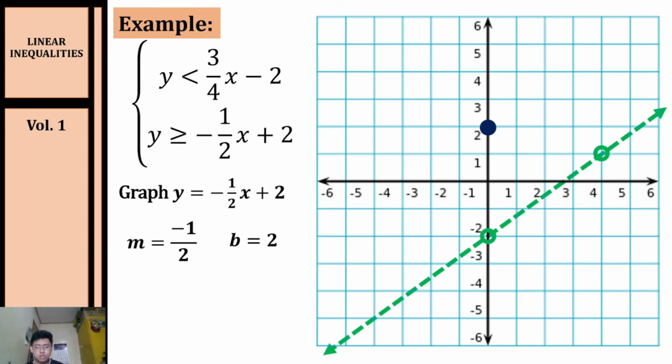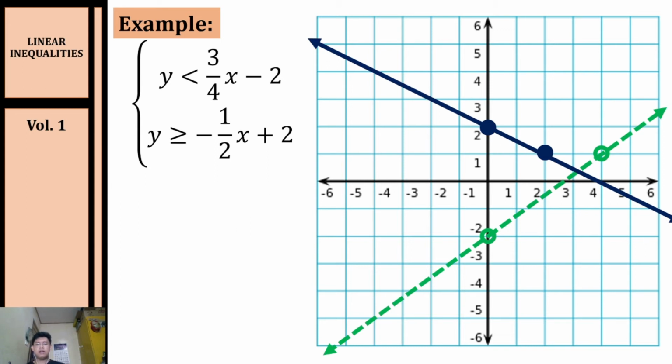Then, we use the slope in identifying our next point. So, since it is negative 1/2, we will move 1 unit down. So, our next point will be located at 2, 1. Now that we have 2 points in our graph, we can now connect the 2 points using a solid line. So now that we have our graph, let's now solve for our inequality. Now in solving our inequality, we will assign a testing point.